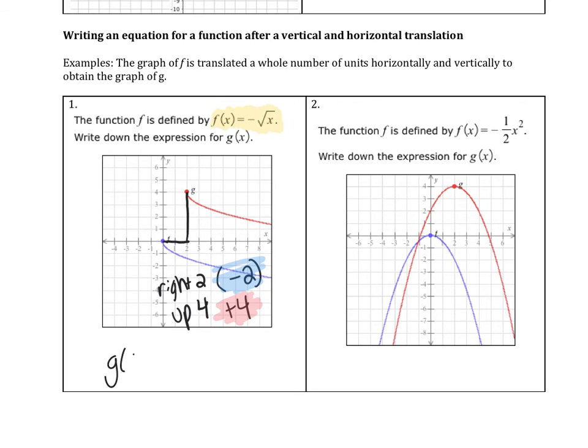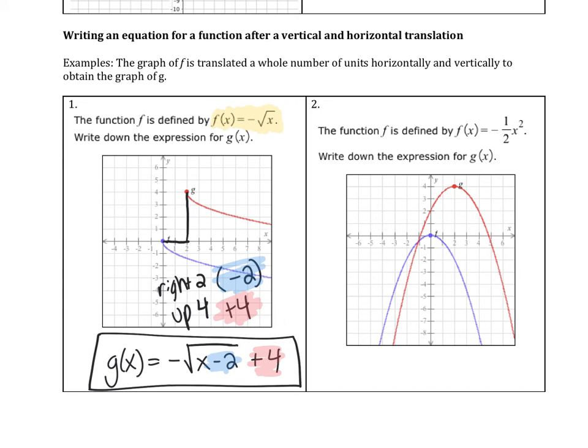So I'm going to keep all of that information when I write my new equation. When I write the equation for g of x, I say g of x equals negative square root. The x is still in there. Now I'm going to input the minus 2 because I know that goes on the inside of my square root, and I'm going to input the plus 4 on the outside of my square root. So I included my vertical translation on the outside, and my horizontal translation on the inside of my square root symbol. This is how you would write your answer for that.